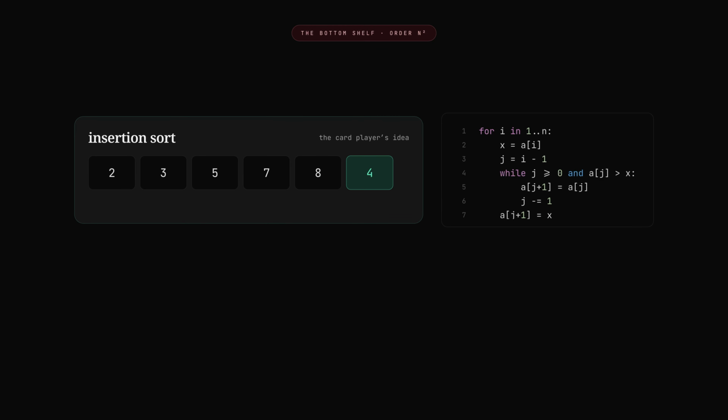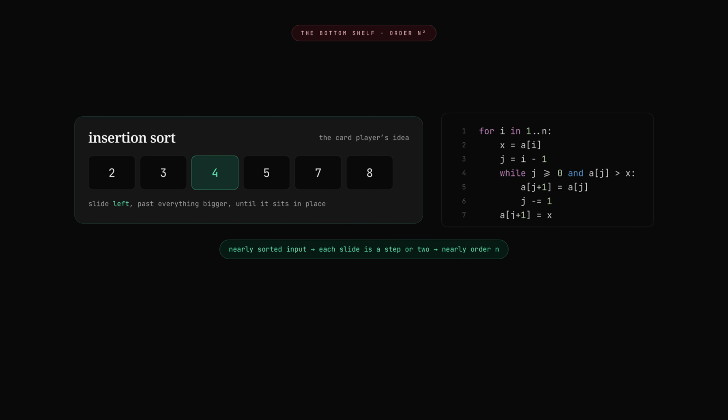Insertion sort is the card player's idea. Take the next element and slide it left past everything bigger until it sits in place. Still order n squared, worst case, but look at its virtues. If the input is already nearly sorted, each slide is a step or two, and the whole sort runs in nearly order n. It never reorders equal elements. Hold that thought, it gets a name later.